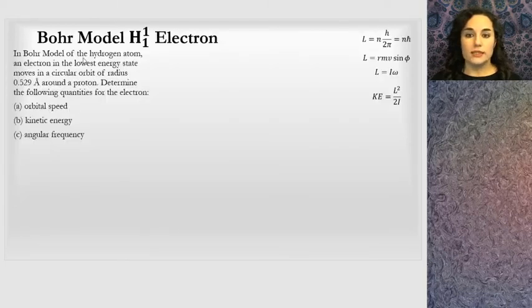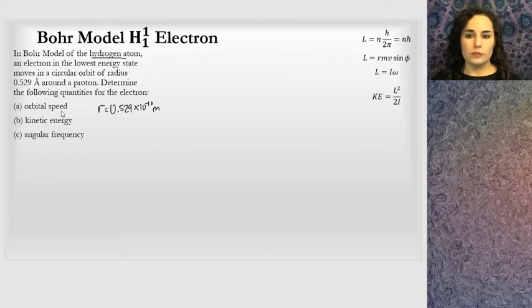Just to simplistically apply this, let's look at the Bohr model of the hydrogen atom, a 1-1 hydrogen atom where there's one proton, which means there's one electron, and that's about as simple as you can get for an atom. An electron in the lowest energy state moves in a circular orbit of radius 0.529 angstroms around the proton. So I'll write that down. The radius is 0.529 times 10 to the negative 10th meters. An angstrom is 10 to the negative 10th. Determine the following quantities for the electron.